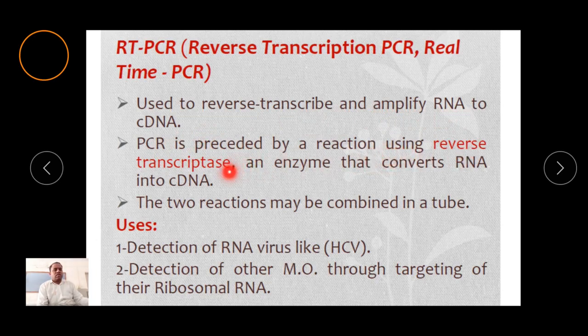First is the reverse transcriptase reaction, an enzyme that converts RNA into cDNA, that is RNA from the viruses, and this cDNA is then amplified in the second step, that is PCR. It is used for detection of RNA viruses, for example HCV, coronavirus, HIV, etc. Detection of other microorganisms through targeting ribosomal RNA also can be done.